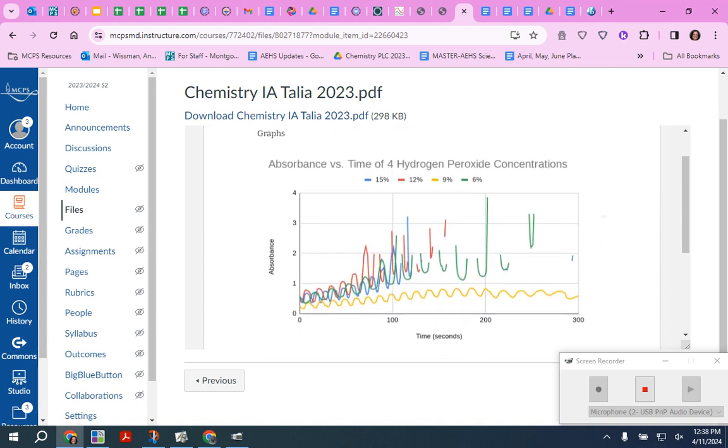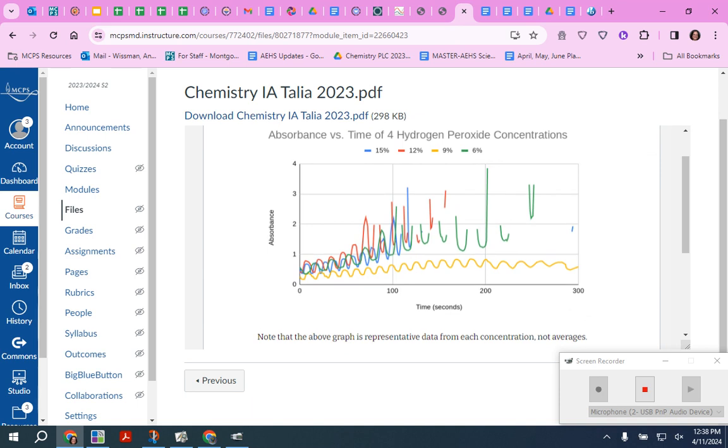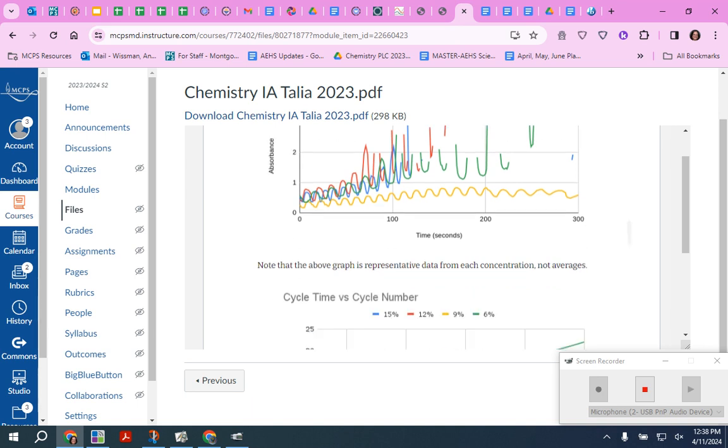And then, again, she's got multiple graphs here because she's got a lot going on. This is representative data from the different concentrations. This is just one run at each different concentration. She's plotting them together so you can see the size of the oscillation and how long it lasted, et cetera. So that's a nice overview of what the experiment looked like.